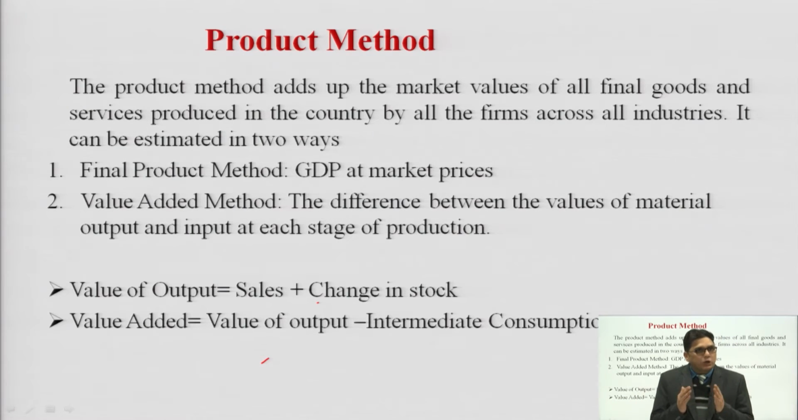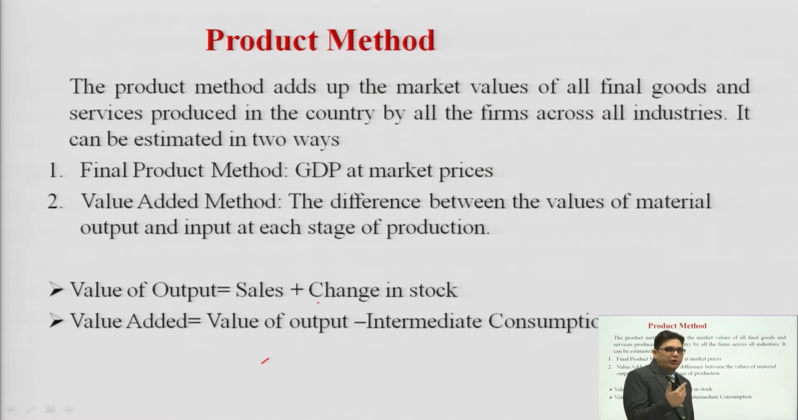So, we need to take into account, while we are calculating the national income by product method, whether the raw material is totally being purchased from India or it is being imported from abroad also. In case it is being imported from abroad too, we need to add both of them. So, these will be the two formulas used in the product method. Value of output is equal to sales plus change in stock. Next, value added is equal to value of output minus intermediate consumption.